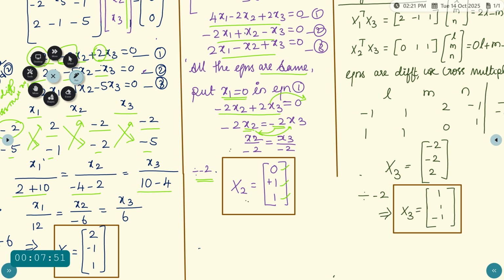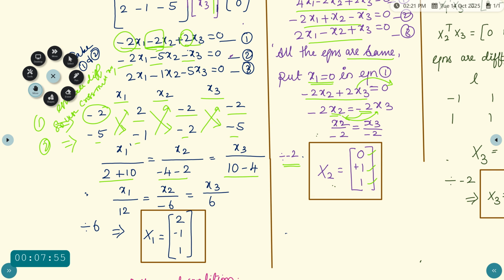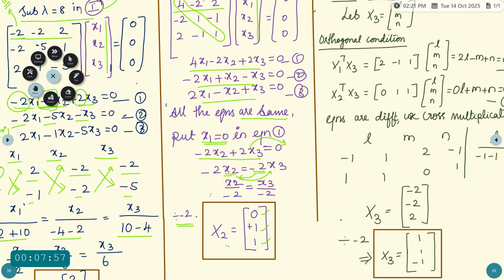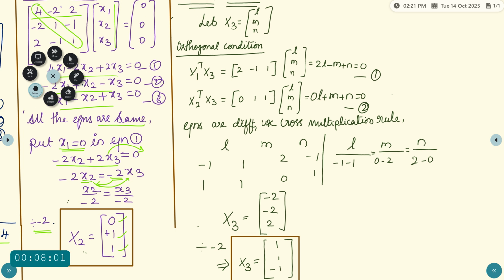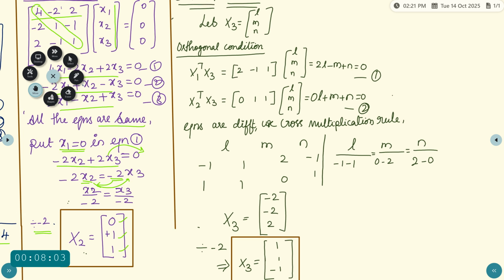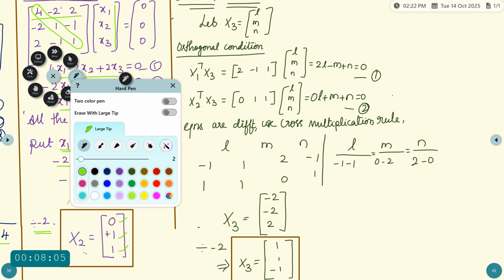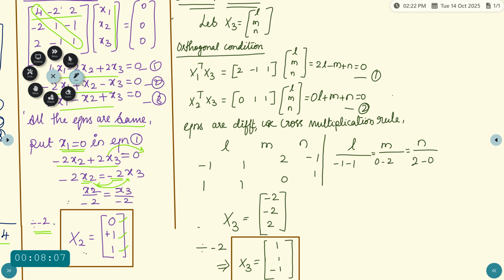Similarly, the given matrix is a symmetric matrix. So, in case 3, we are going to apply the orthogonal condition. What is the orthogonal condition? x1 transpose x3 is 0. x2 we already found, x1 and x2. x3 we don't know. So, we are going to take x1 as 2, minus 1, 1.